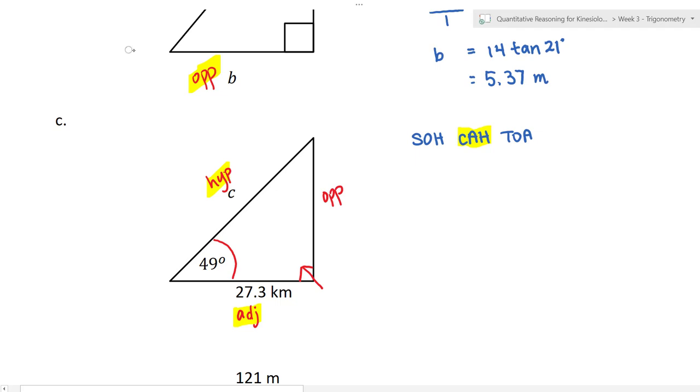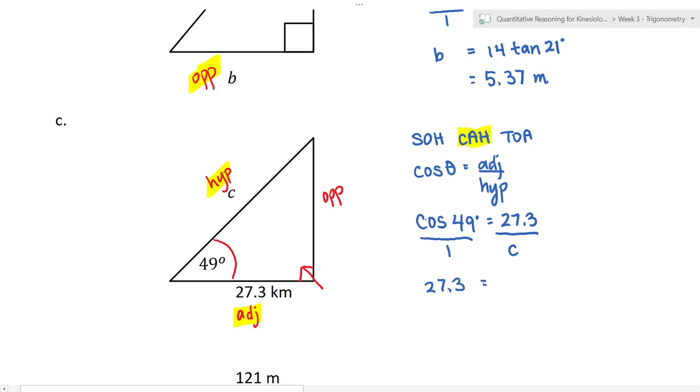So let's write out the equation in full first. Cos of the angle theta is equal to adjacent over hypotenuse. And now let's fill in everything that we know. The angle theta is 49 degrees, equals adjacent, which is 27.3, over hypotenuse, which is C. So next, I want to get rid of this fraction, so I'm going to cross multiply. So I'm going to put this over 1, and now I'm going to cross multiply. So I'm going to do 1 times 27.3, which is 27.3, is equal to C times cos 49 degrees, which would be C cos 49 degrees.